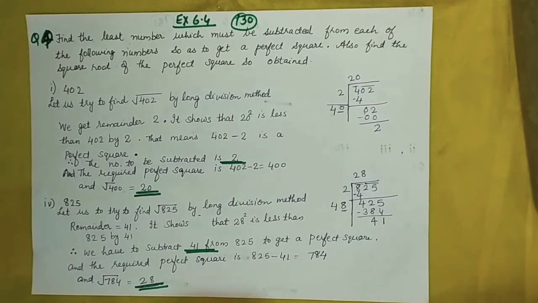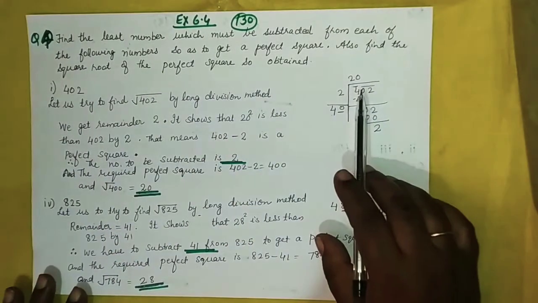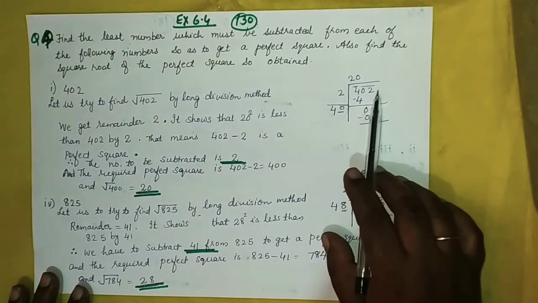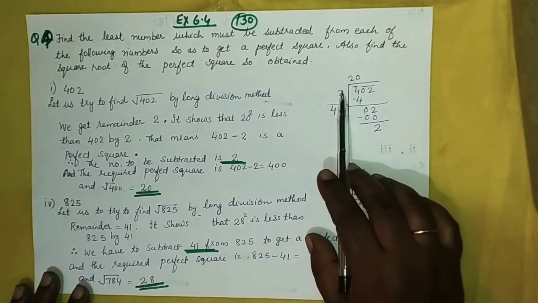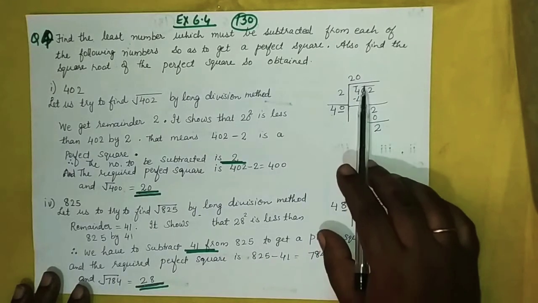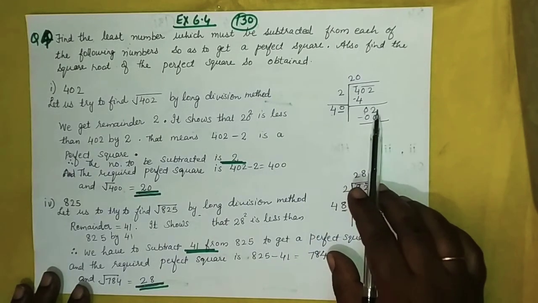How will we do it? We will try to find the square root of this number. You will get a remainder. That remainder, when we subtract from the given number, you will get a perfect square. Let us try 402. We will make groups of pairs from right to left. So 0, 2 in one group, 4 in another group. Okay, 2 2s are 4. When we subtract, we will get the remainder 0, 2 only.